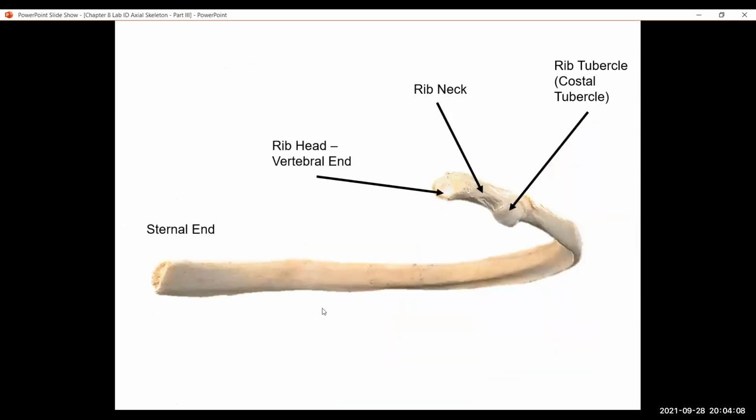All right, so here are all the labeling for the ribs here. Rib head, rib tubercle, rib neck, vertebral end, sternal end.